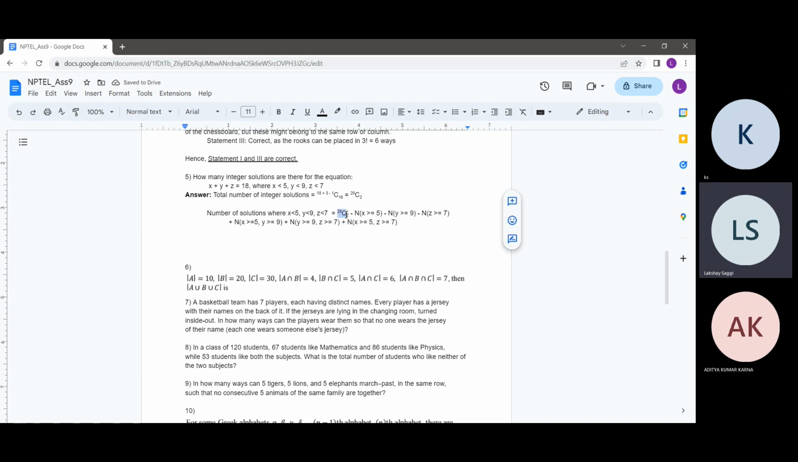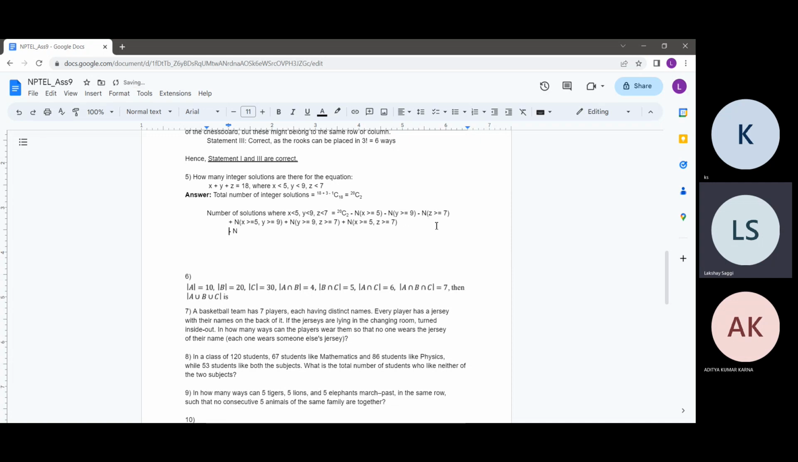So from the total number of ways, I subtracted these three types of conditions because I actually wanted the negations of these conditions to hold. And while subtracting, I would have subtracted something extra, so I add back this something extra. And while adding back, I would have added more than the required quantity, which is when all of these conditions hold together: x is greater than or equal to 5, y is greater than or equal to 9, and z is greater than or equal to 7. So I'll need to subtract that.